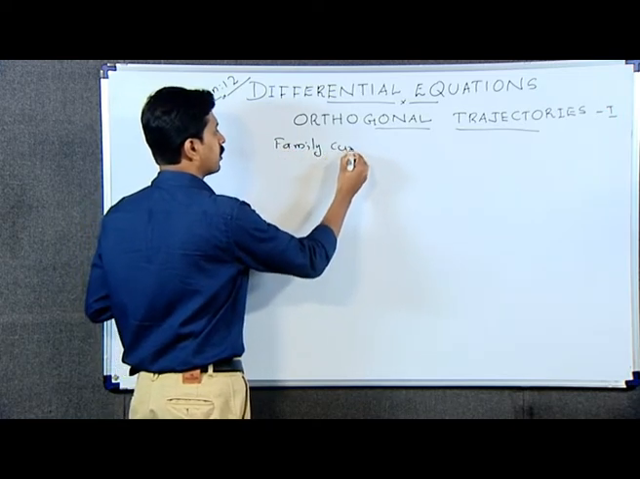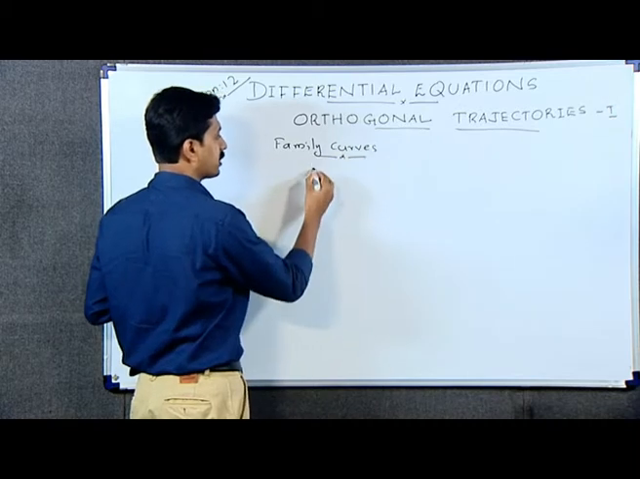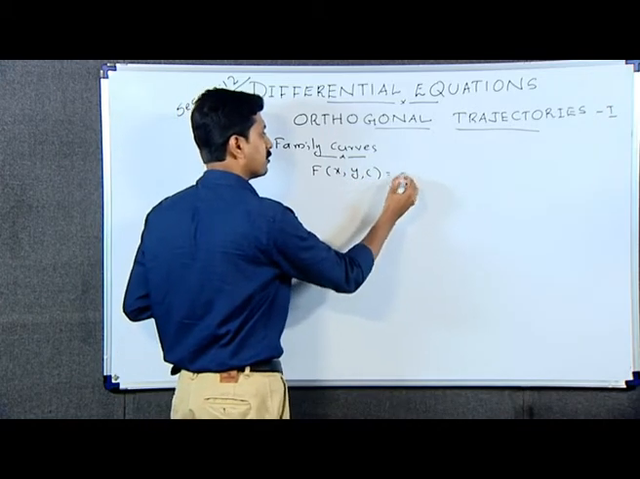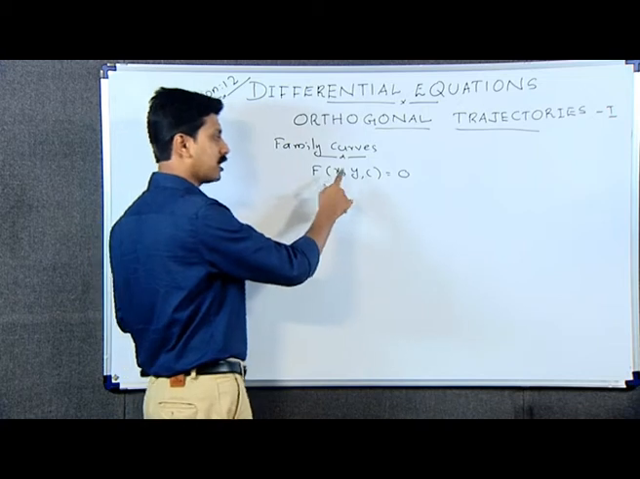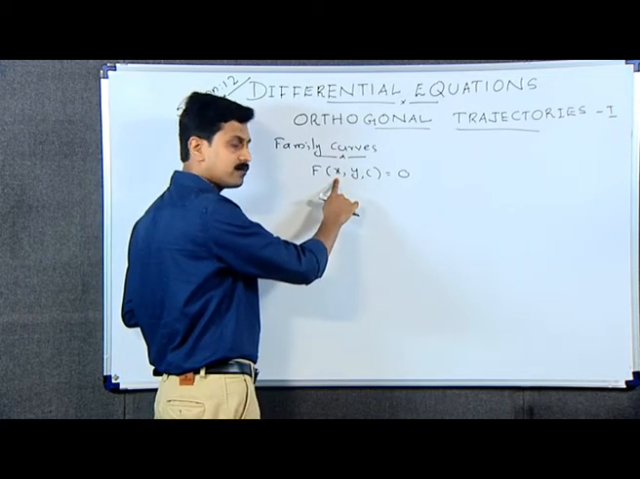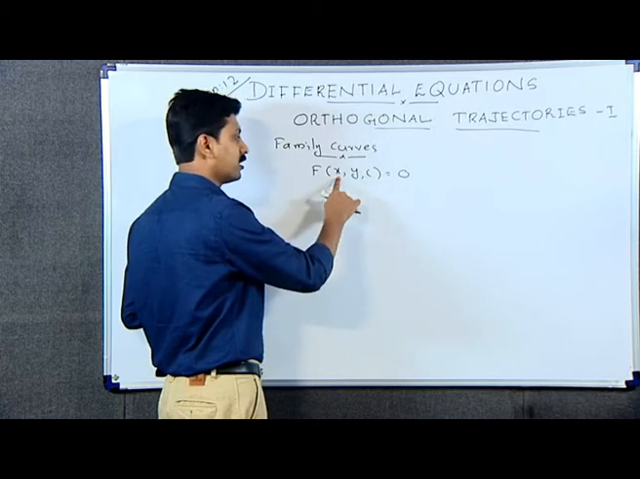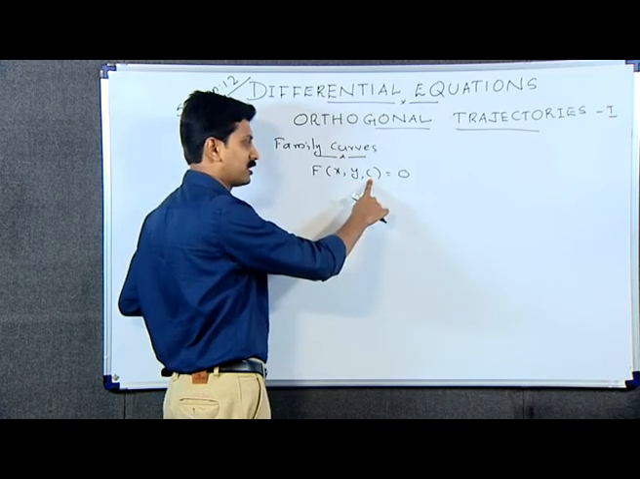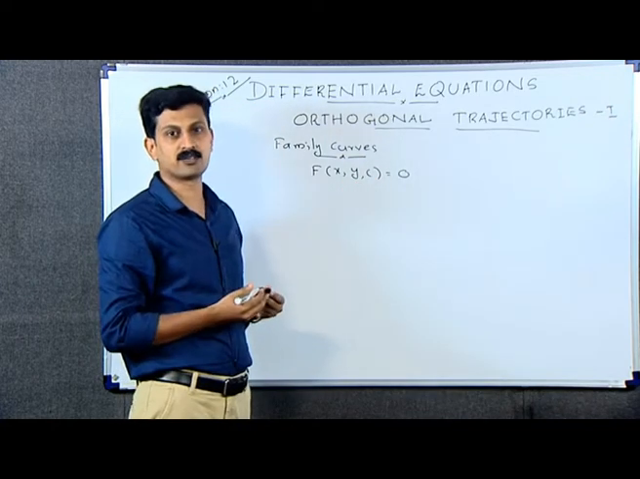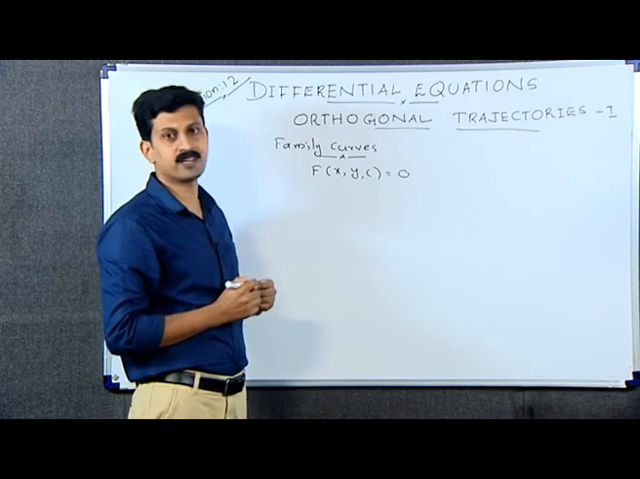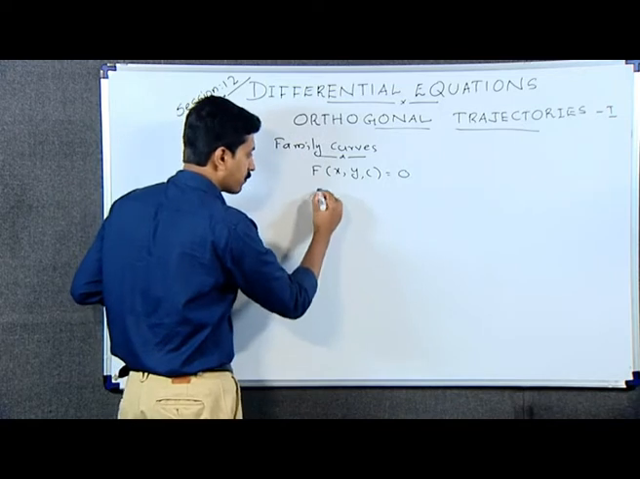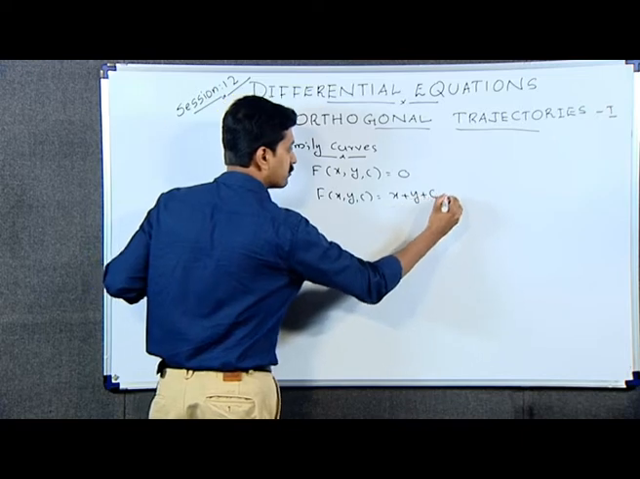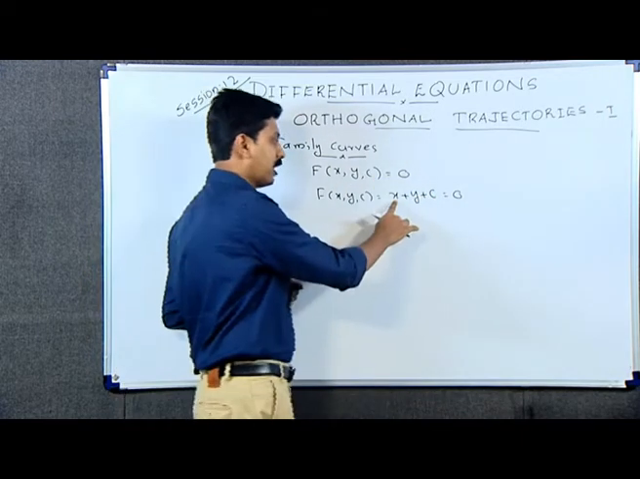A family of curves means we are defining curves by functions involving x, y, c: f of x, y, c equal to 0. That means a mathematical expression containing the variables x, y and c. Here x is the independent variable, y is the dependent variable and c is a constant, which we treat as an arbitrary constant. Arbitrary constant means it will be treated like a variable. Simply we can write f of x, y, c equal to x plus y plus c, which is equal to 0. This is a family of curves.